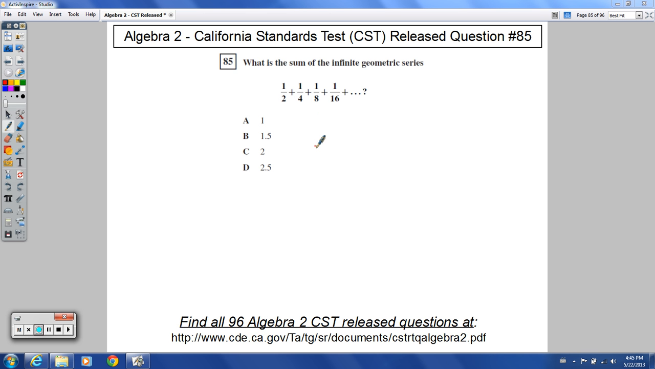Welcome to Algebra 2 CST release question number 85. It says, what is the sum of the infinite geometric series? We got 1/2 plus 1/4 plus 1/8 plus 1/16 plus, and it keeps going.